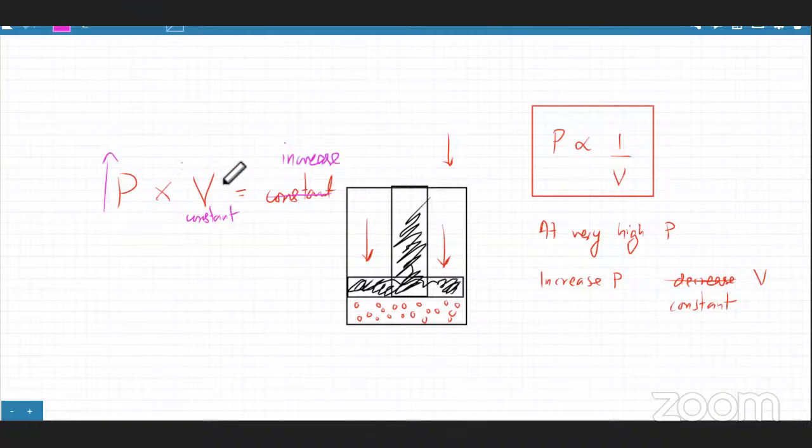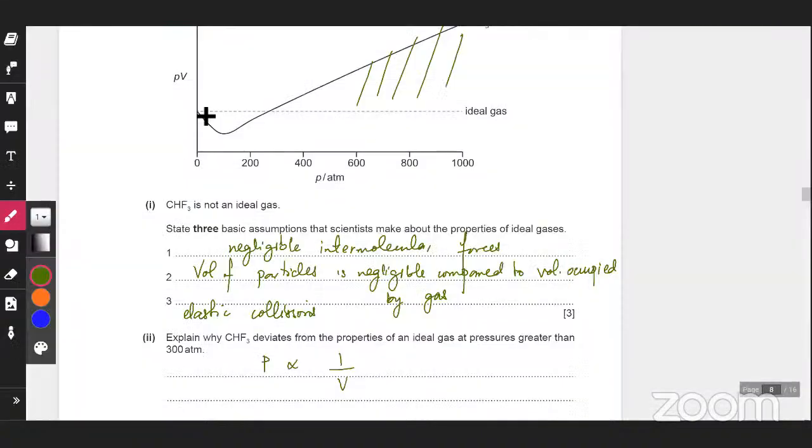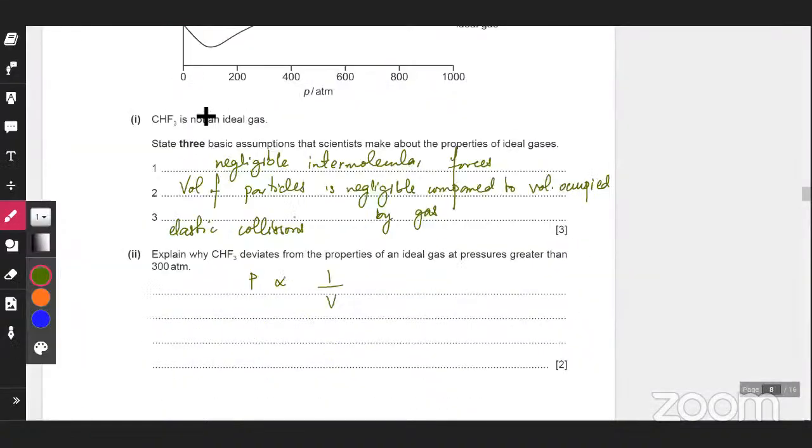Because you increase pressure, the volume remains constant, so your product actually starts to increase. Mohammed, is this clear? Ibrar, Bazga, clear? Yes. Yes, sir. So coming back to the question, which is how do you write an explanation for that?